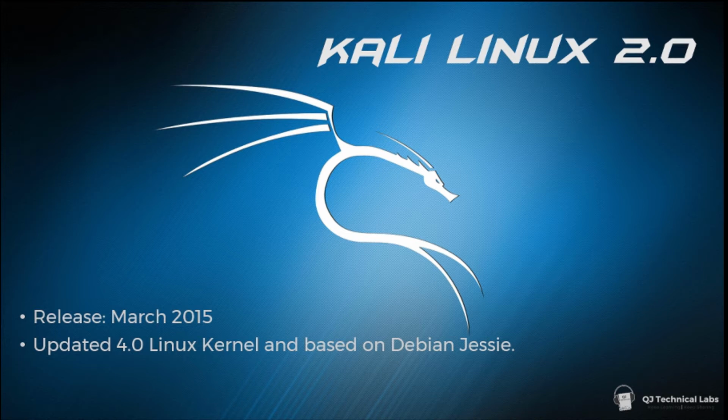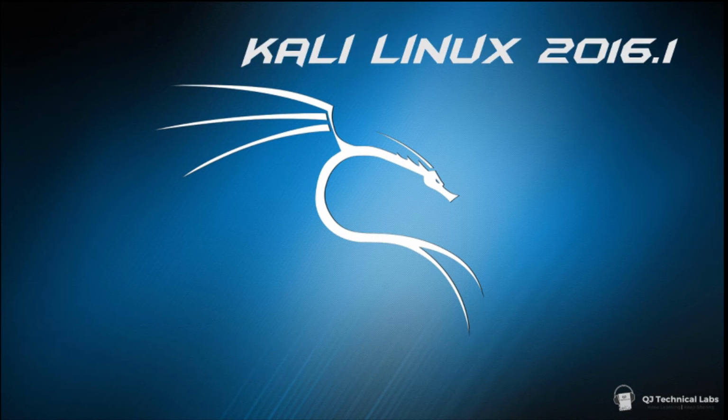Up till version 1.0, the Kali Linux team mainly focused on the stability of the operating system, but after the 2.0 release, the focus shifted also towards the user interface and user experience, making Kali Linux more usable to a wide range of audiences. Then came Kali Linux 2016.1 in January 2016, which was a rolling distribution.